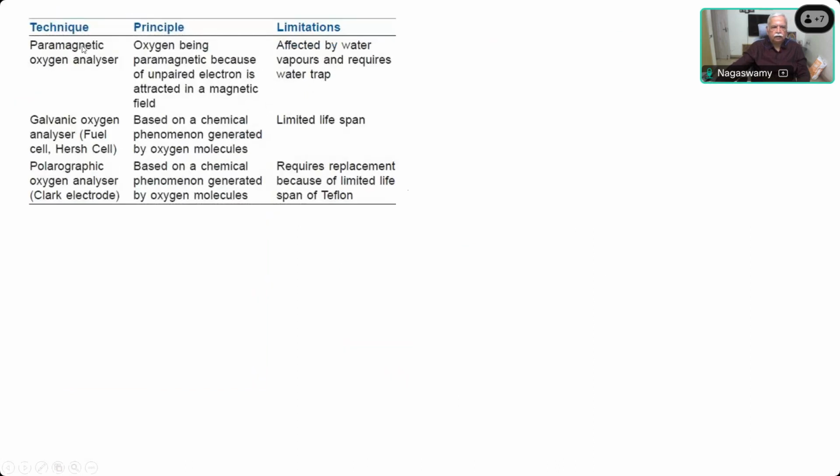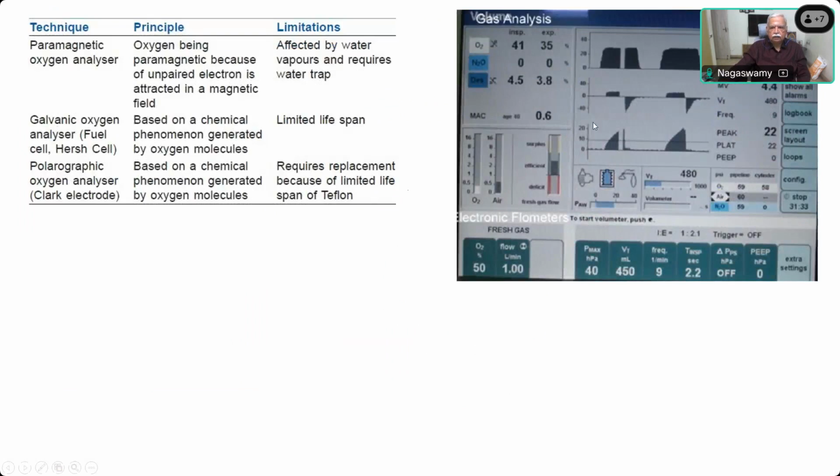And comparing these three techniques, paramagnetic, galvanic, and polarographic, which are the commonly used analyzers in most of the machines for medical gas oxygen analysis, the limitation of the paramagnetic is that it is affected by water. The galvanic fuel cell has a limited lifespan, and the Clark electrode requires replacement of the Teflon membrane. And this is how the gas analysis happens, where you can see the inspired and expired concentrations. All these things are available in the current monitors.